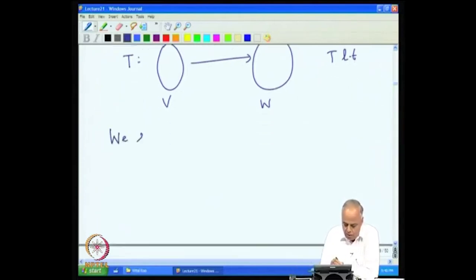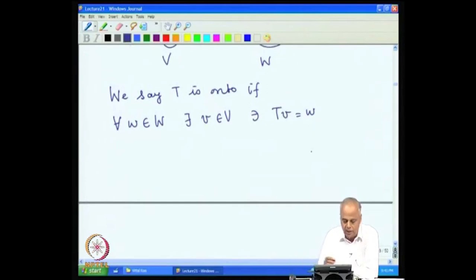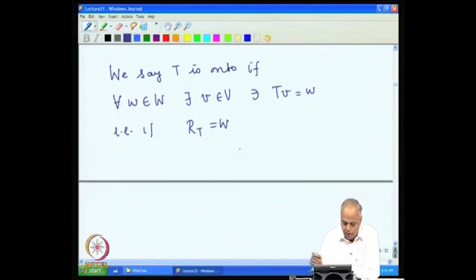We say T is onto if the image fills up the whole space W. What does that mean? If we take the entire W, then every part of W is the image of some vector in V. What we mean is, for every w in W, there exists a v in V such that T of v is w. This is the same thing as saying the range of T is all of W. Every vector in W is the image of some vector in V. So, the definition therefore is: T is onto if the range of T is equal to W.